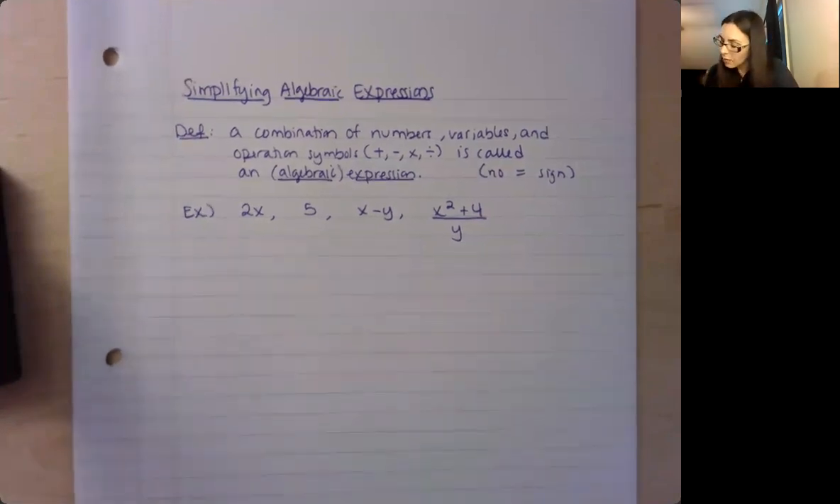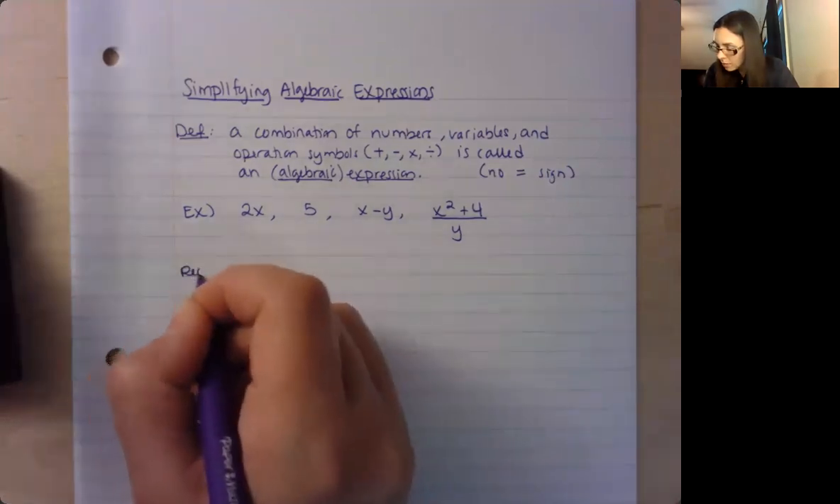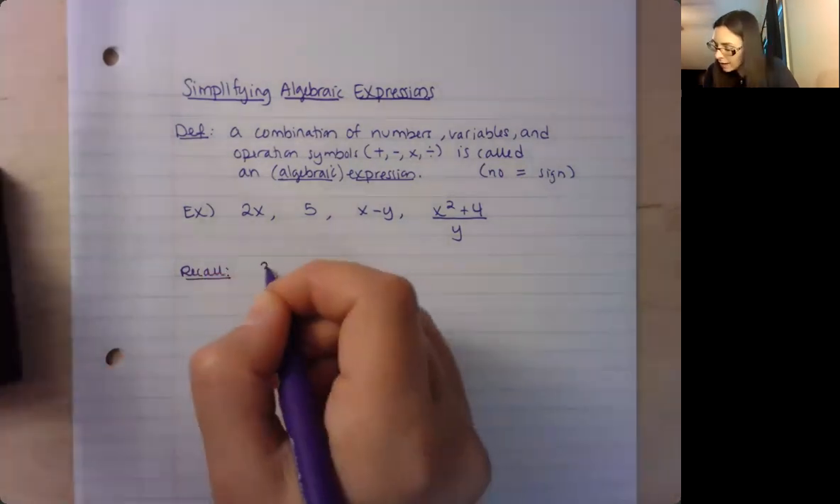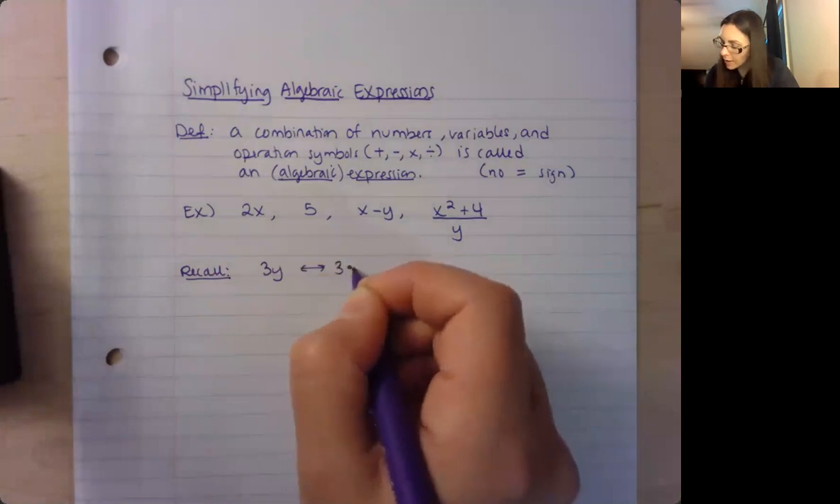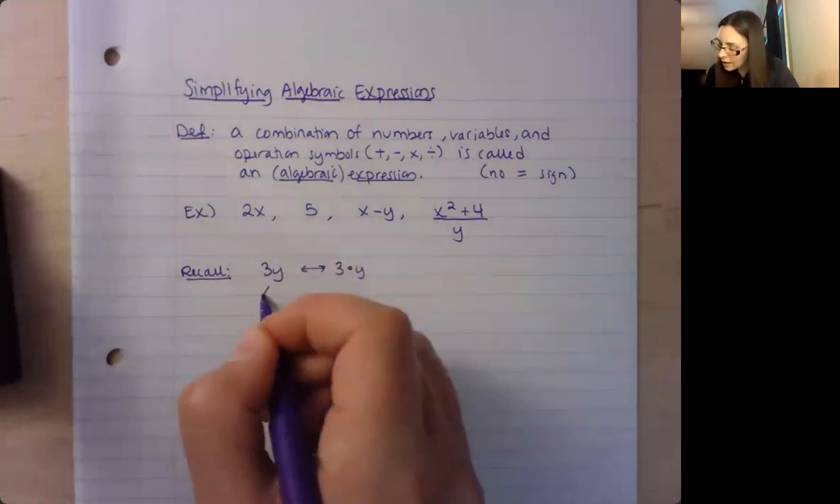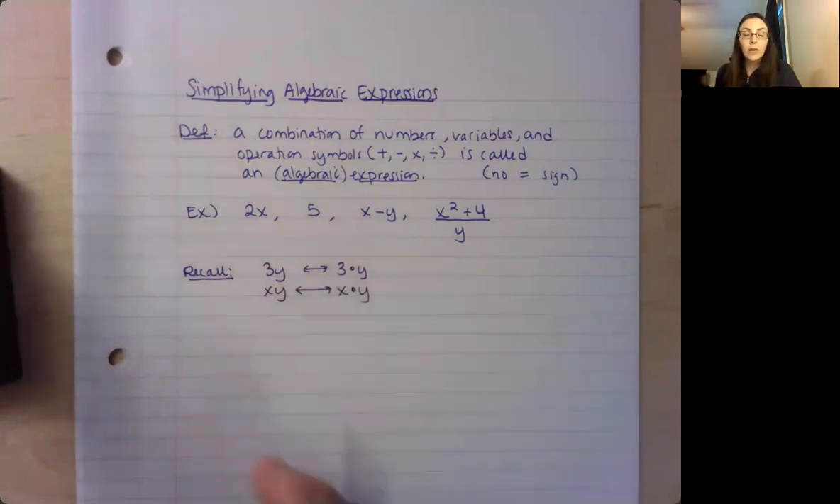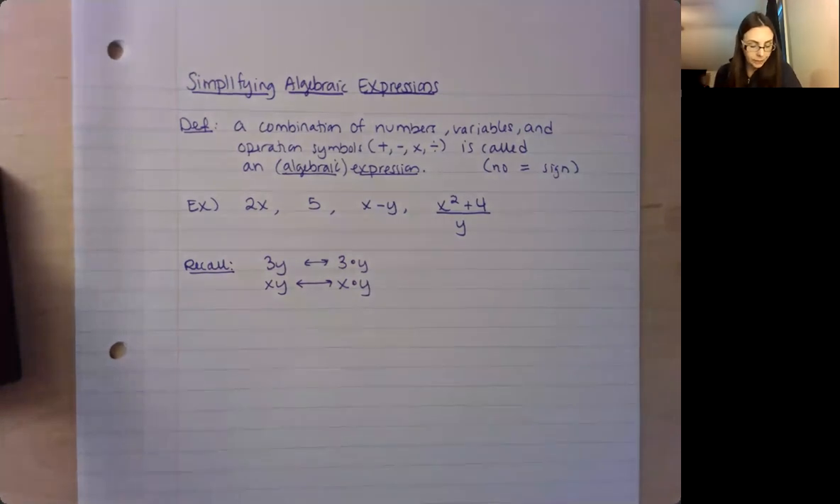And don't forget as well, as another reminder, when two things are touching, something like 3y, this is the same thing as 3 times y, right? Or if we have xy, it's the same thing as x times y. So if there is no symbol, it automatically means multiplication.